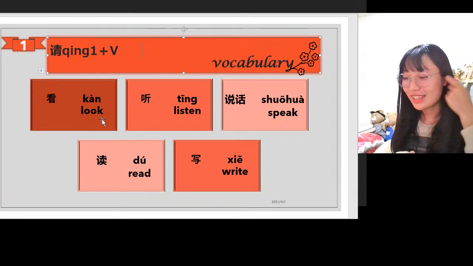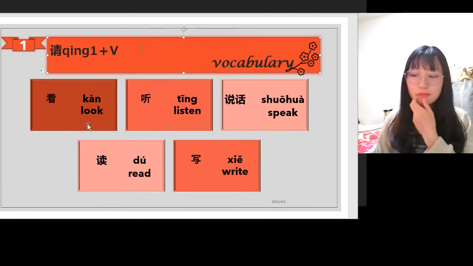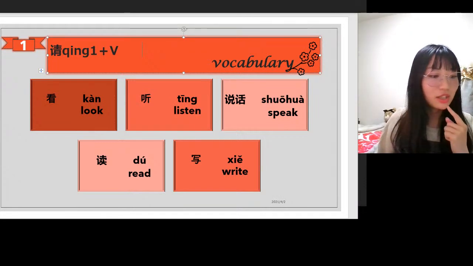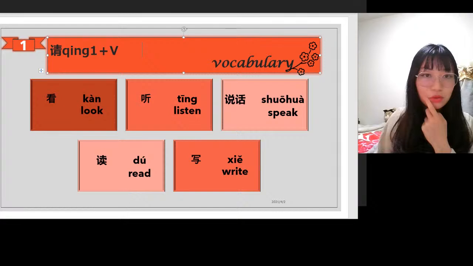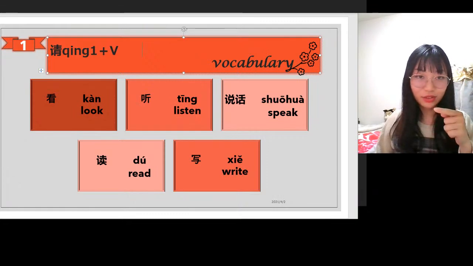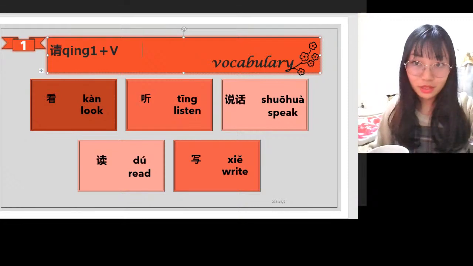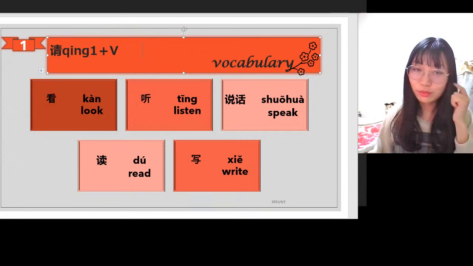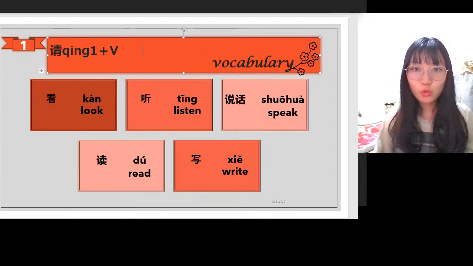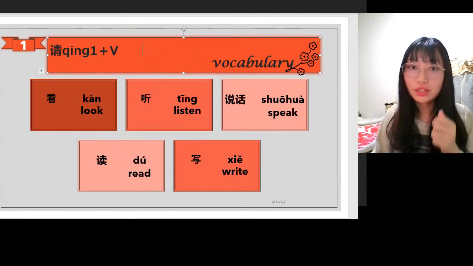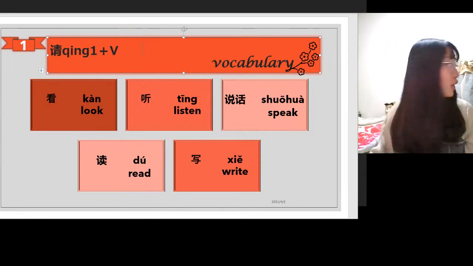Even if you're not a beginner anymore, let's read together. Pronunciation is important, and especially posture. 看 means look. 看. Next one, 听 means listen. 听. Next is 说话, which means speak. It's two characters, but it means speak. Of course, sometimes you can also just say 说.